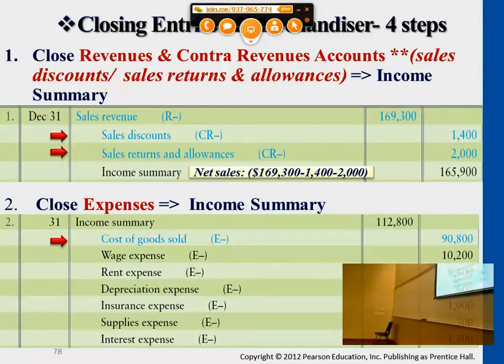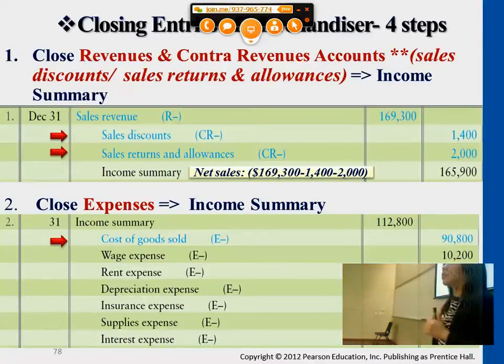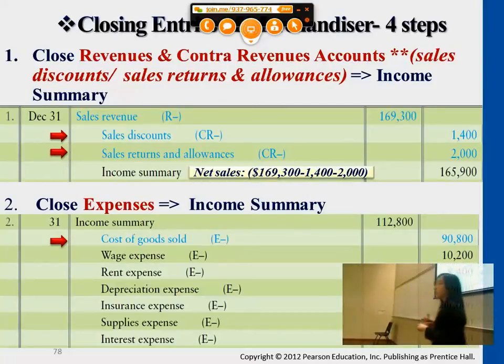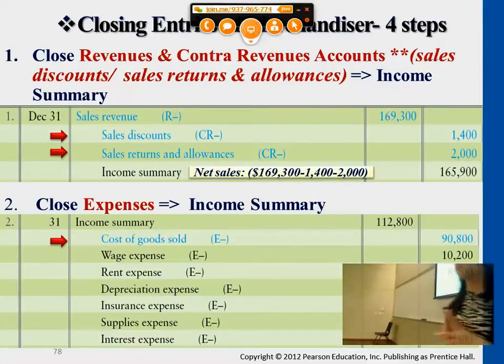So really what's there under income summary is the net amount of sales. Originally you thought you'd be collecting $169,300, but then you offered discounts to customers of $1,400. And also they returned a part of the inventory back to you, $2,000. So really what you're getting from them, if it's cash sales later on, you'll be getting $165,900. So that's the net amount of sales, and we want to close this out to income summary.